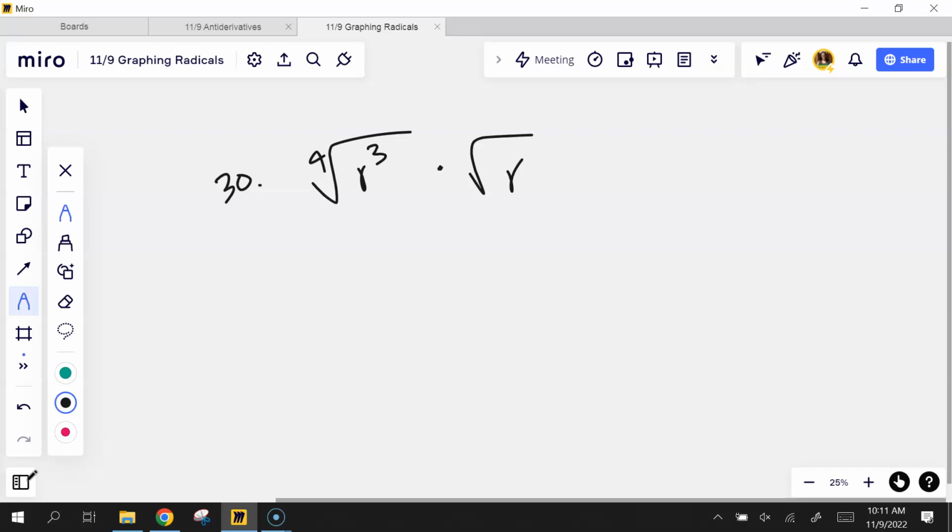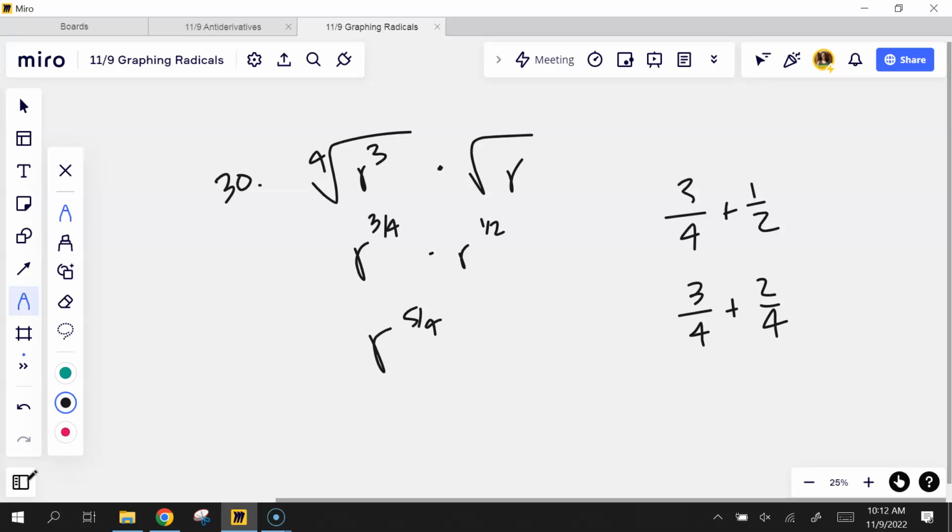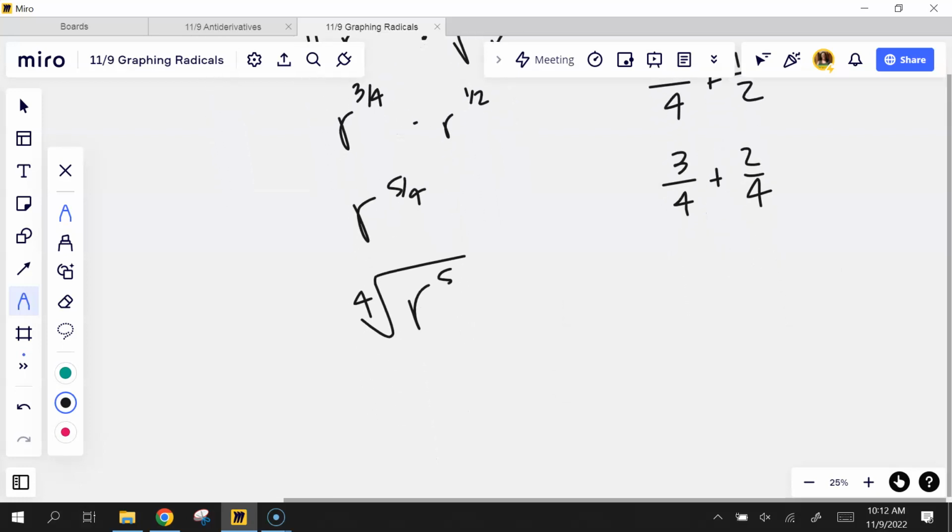R is the base. So what's the exponent on the first r? 3 over 4. And 1 over 2, because I'm multiplying with the same base. Yes, you would. You add. So 3/4 plus 1/2, which Amy says is 3/4 plus 4. She's not wrong. So I get r to the 5/4. But remember, it said simplest radical form. So this is 4th root of r to the 5th. And now do your division. That's exactly right.